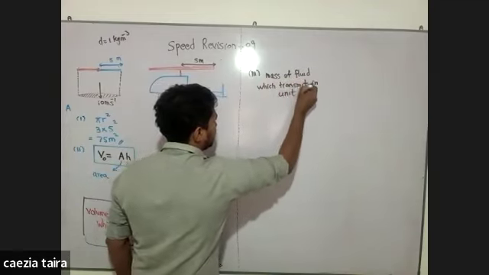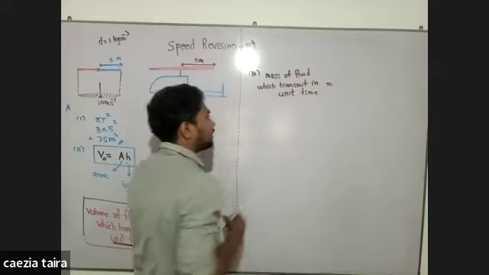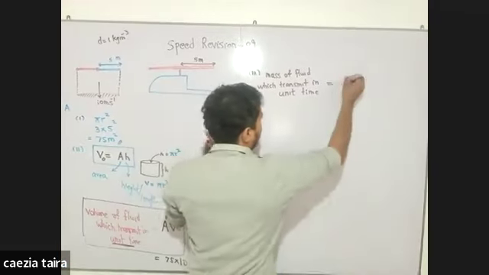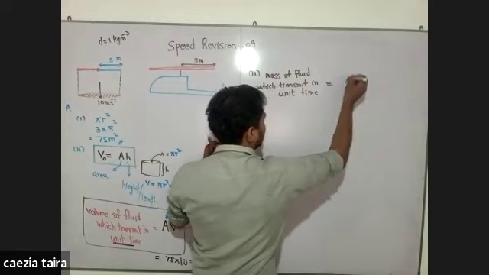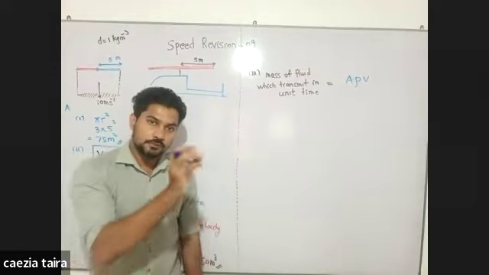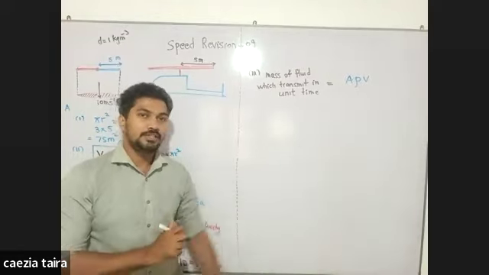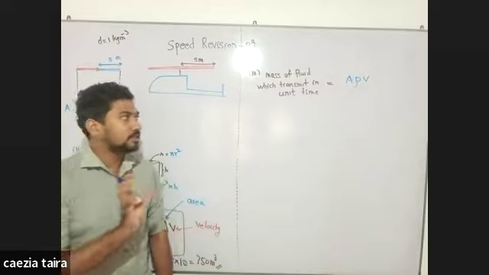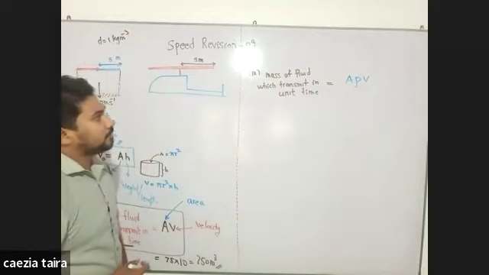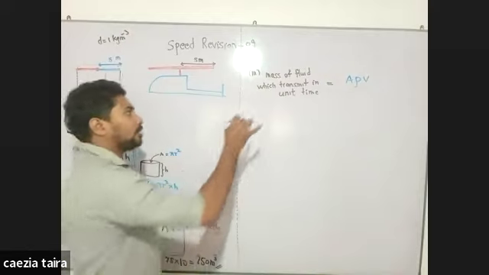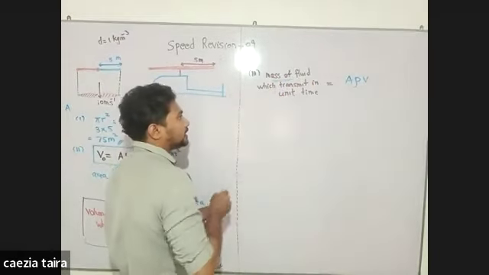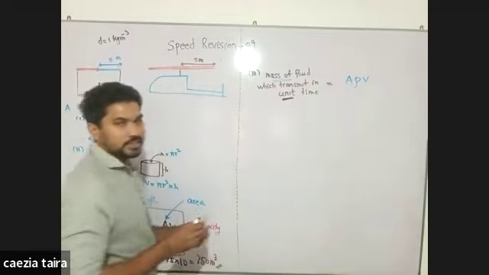To find the mass in unit time, there is a small equation. You have derived this equation. What is the equation? A rho V. Here A represents the cross sectional area, rho means the density of this particular fluid, and V means the velocity of the fluid, which is the transmission velocity. By substituting into this equation, we can get the mass of the fluid which transmits in unit time. Understood? This is the unit time.